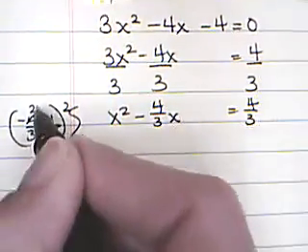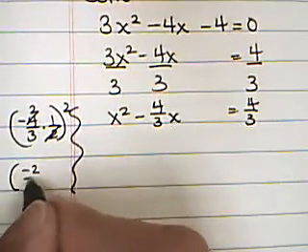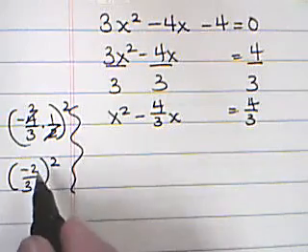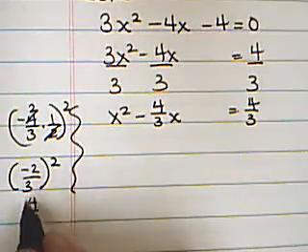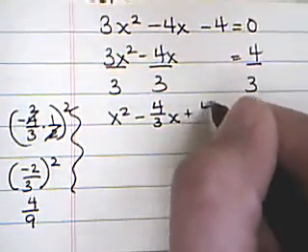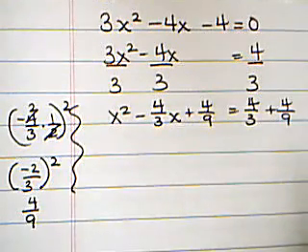2 divides into 4 2 times. Now, notice I didn't cancel that negative sign out, so I'm left with a negative 2 in the numerator and a positive 3 in the denominator, and I still have to square it. So negative 2 times negative 2 is positive 4. 3 times 3 is positive 9. Now, this is the number that I add to both sides, here and here. And again, it's an equation. What you do to one side, you do to the other.